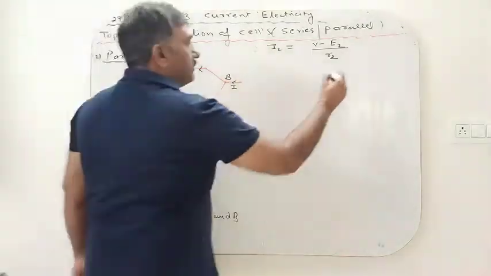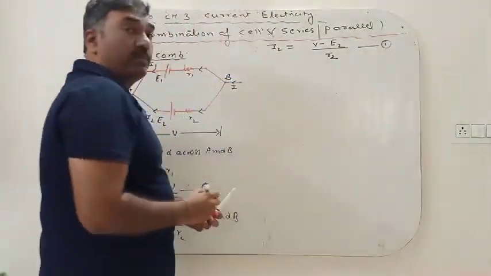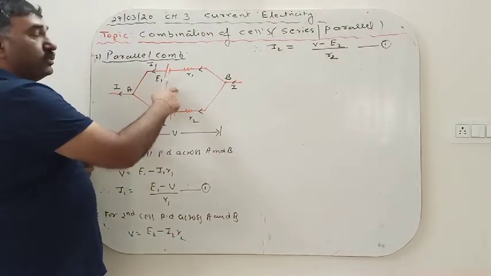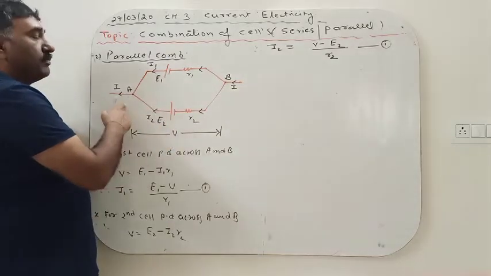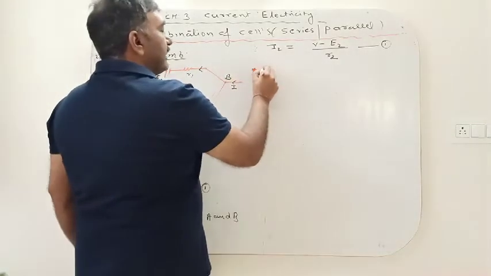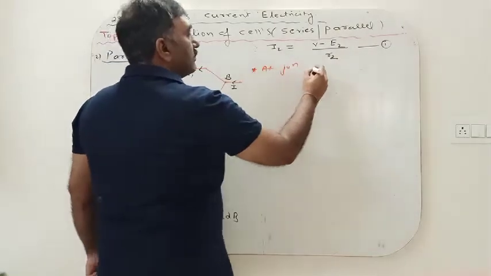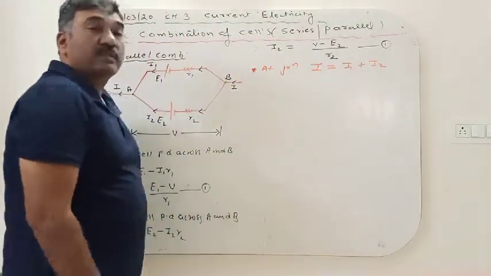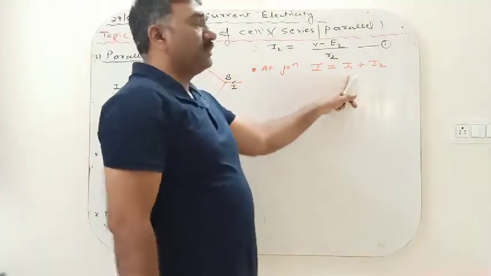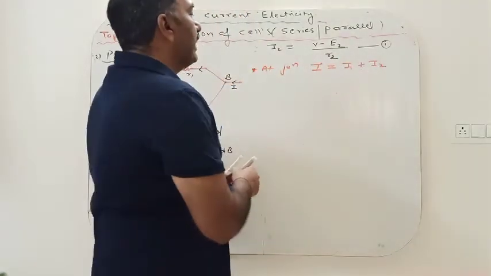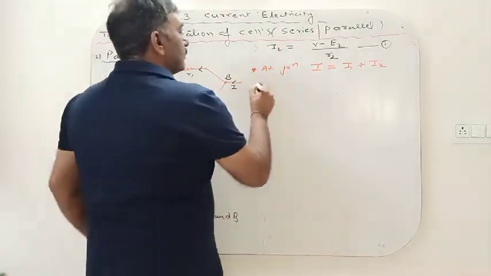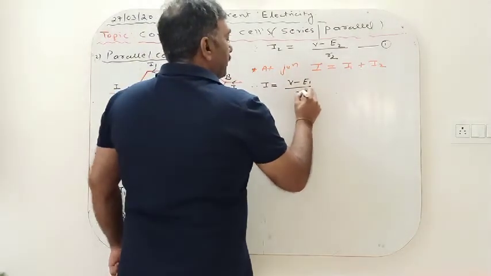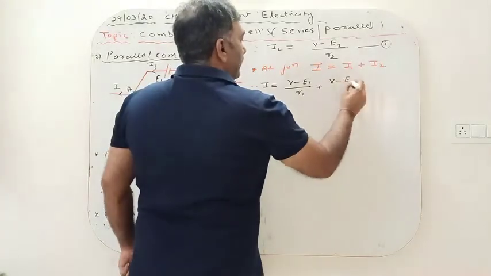Take equation number 1 and equation number 2. The currents I1 and I2 pass through the first cell and second cell and combine at point A. So you can say that at the junction, I is equal to I1 plus I2. By substituting the values from these two equations, I is equal to V minus E1 upon R1 plus V minus E2 upon R2.